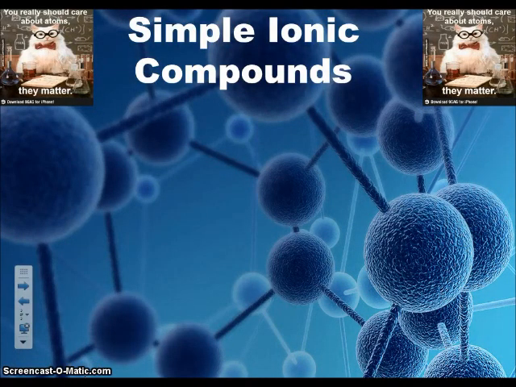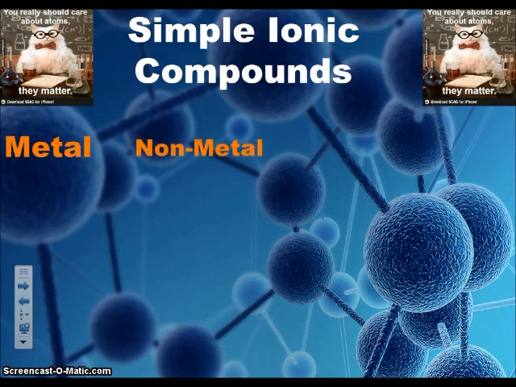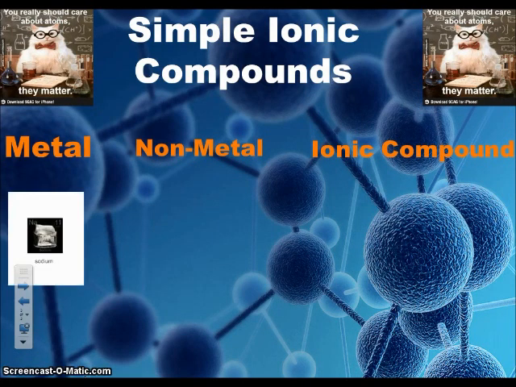Simple ionic compounds are made of only 2 different elements. Let's take a closer look. The first element must be a metal, and the second element must be a nonmetal. This is then going to form an ionic compound. Let's look at an example. Here we have sodium. Is sodium a metal or a nonmetal? Take a look at your periodic table.